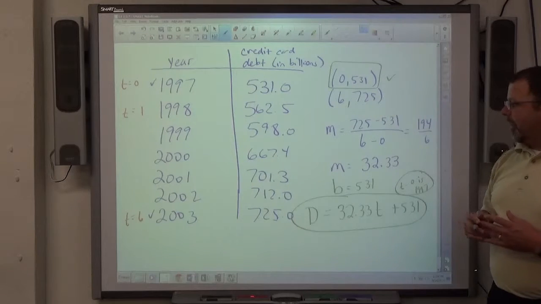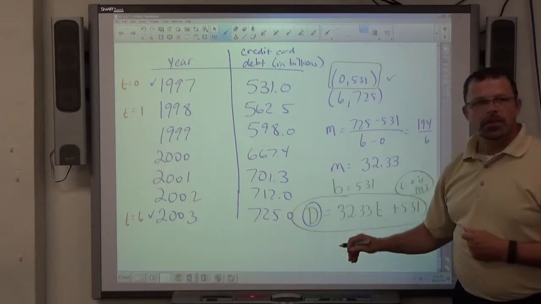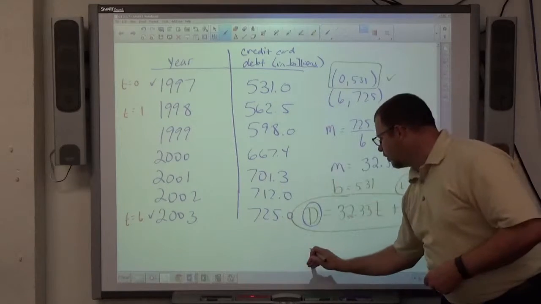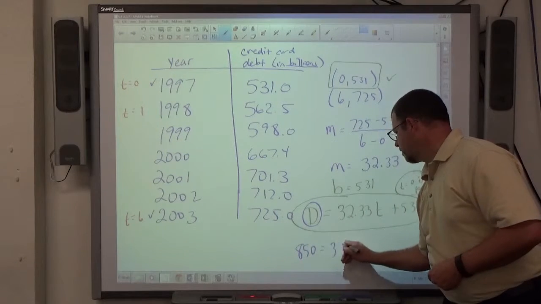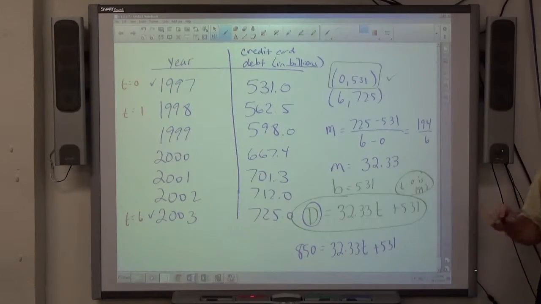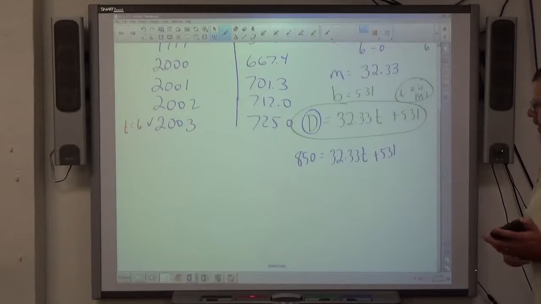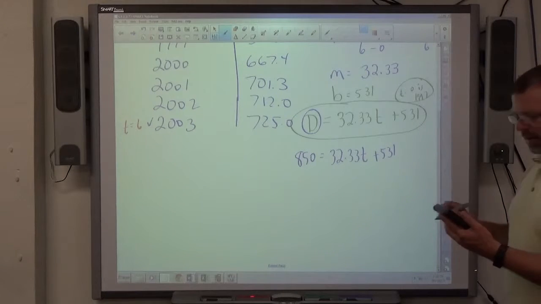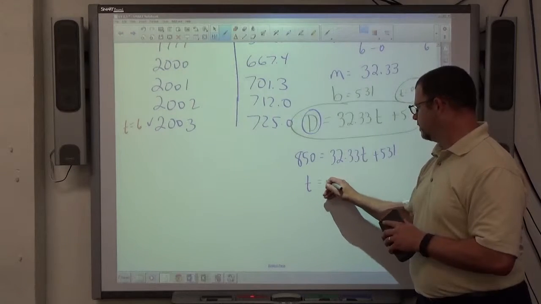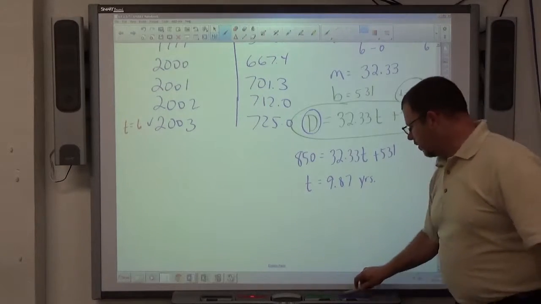Part B asks you to find what year the debt reaches $850 billion. Debt is D. So $850 billion, so D is just 850. If I solve that, I'm going to get t equals some number. I'll let you guys solve that. You guys know how to solve. You can go through the work necessary to get it. I'm getting 9.86 when I do it. 9.87. Okay. Now, that's not the answer to the question.